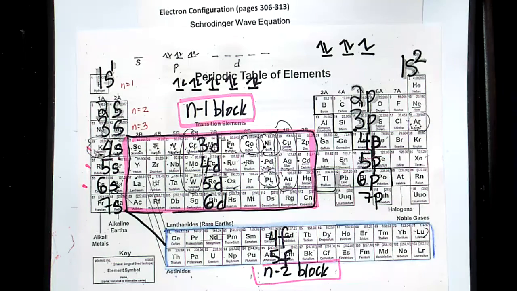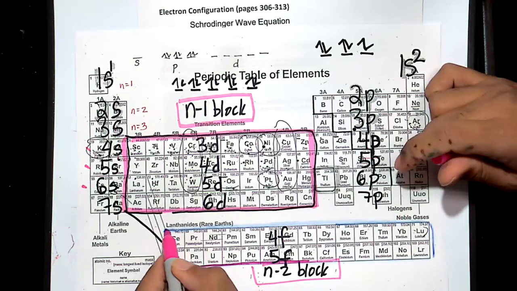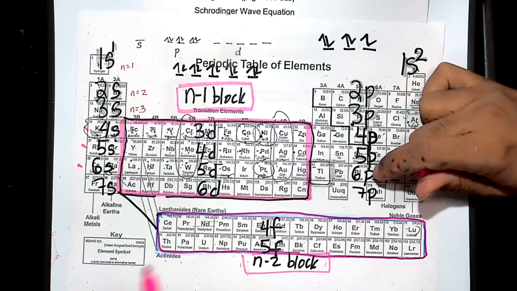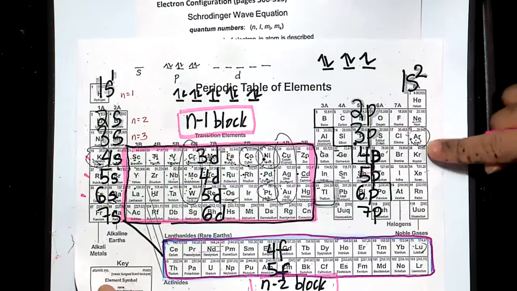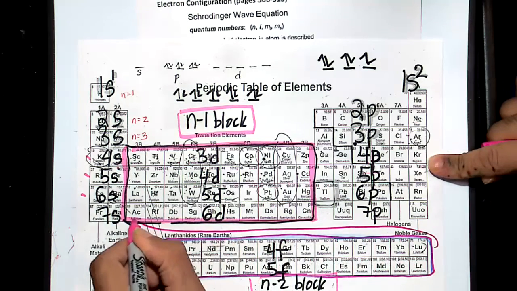They're going to go to the n minus 2 block. So after 6s, they go to n minus 2, the f block. The f block is right here at the bottom of your periodic table. Okay, they're going to fill up the f electrons, and then they're going to go all the way back to fill up the d electrons.